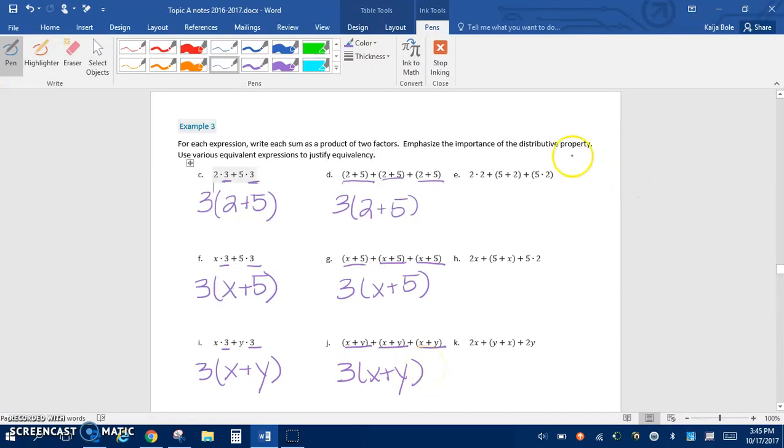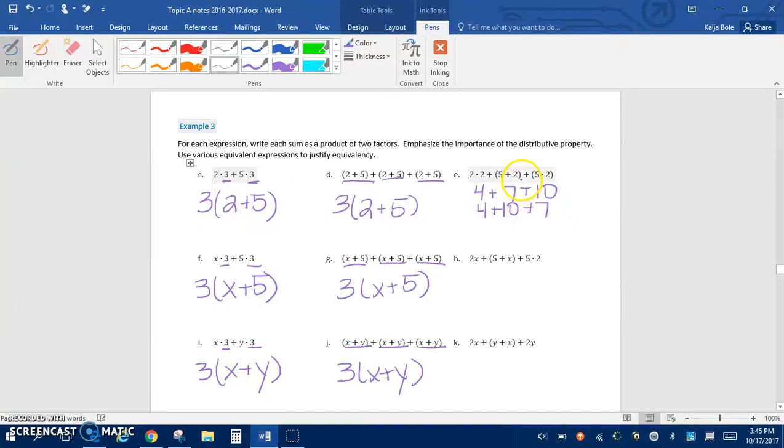Right, part E is a little trickier. We're going to have to simplify first here, I think, to see anything. So we would have 4 plus a 7 plus a 10. Alright, so now we can regroup these. If we move the 10 over, so we have 4 plus 10 plus 7.